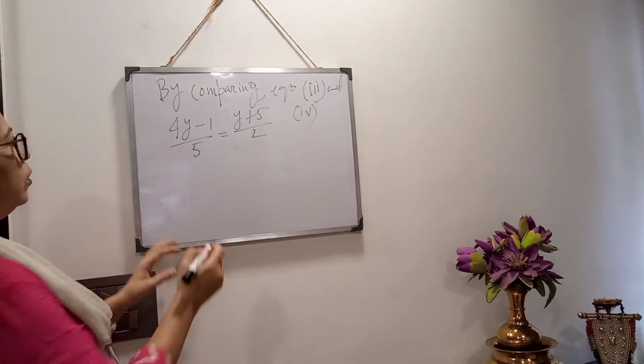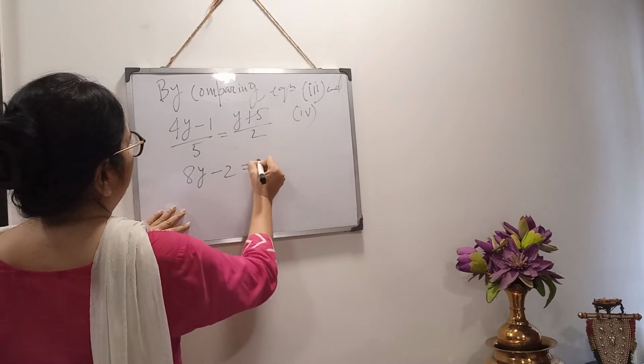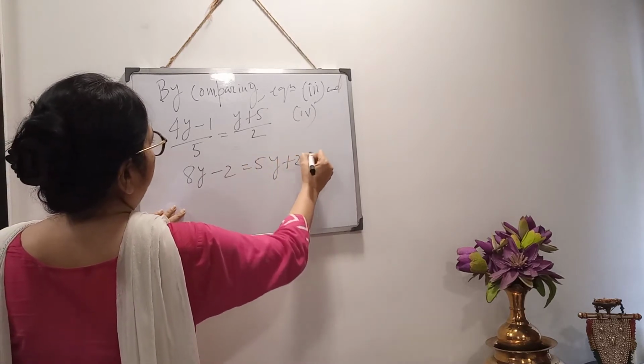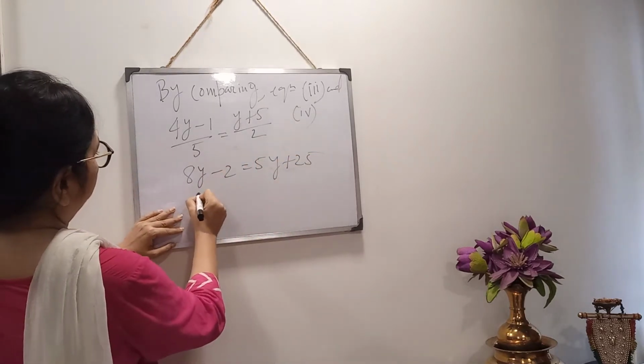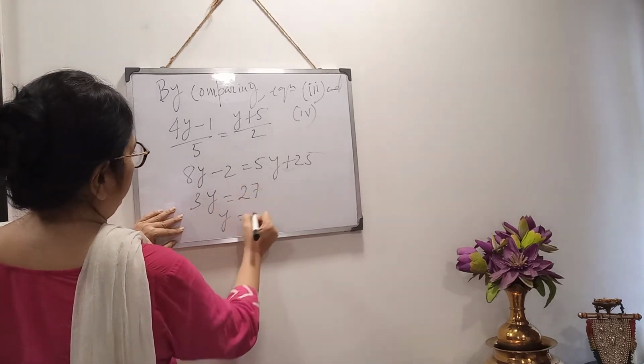Now we will solve for y. Cross multiply: 8y minus 2 equals 5y plus 25. 8y minus 5y, 3y, equals 27. Thus y is coming 9.